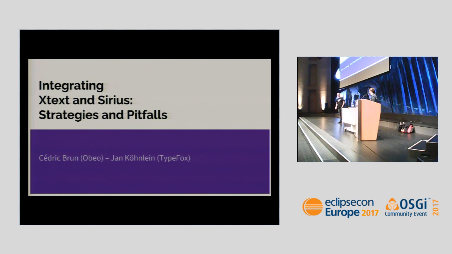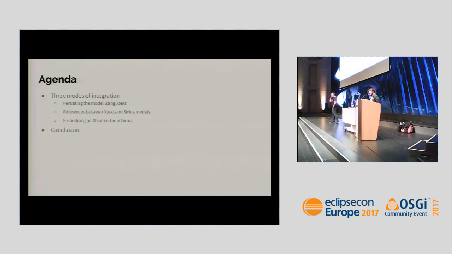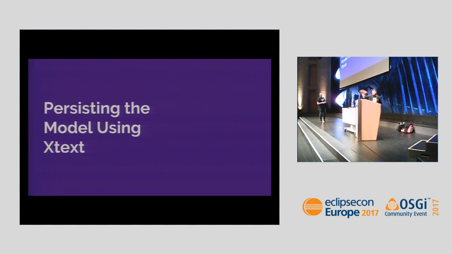Yep. All right, this is our agenda. We are going to show you 3 examples with 3 different modes of integration of textual and graphical modeling on different levels. And finally, of course, we end up with a conclusion. So hopefully at the end of this talk, you'll see what kind of use case you could have, how you could use both technologies. And I'm going to start with the first case of integration, which is about persisting the model using Xtext, right?